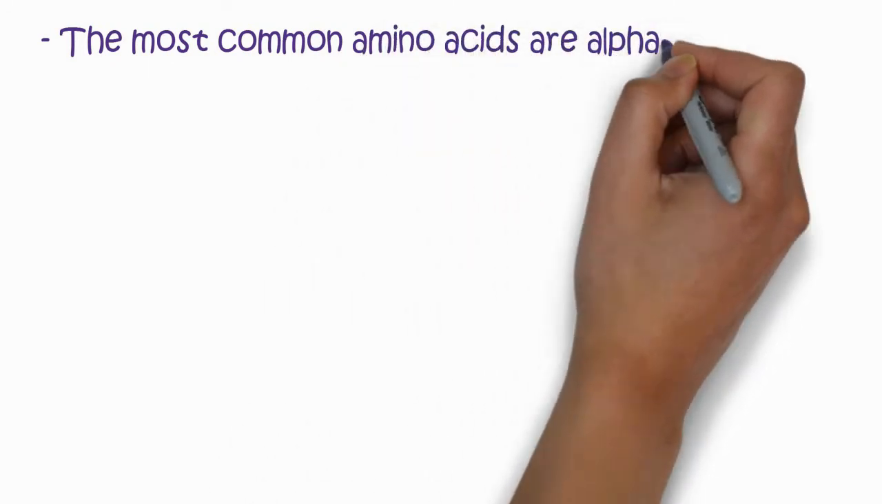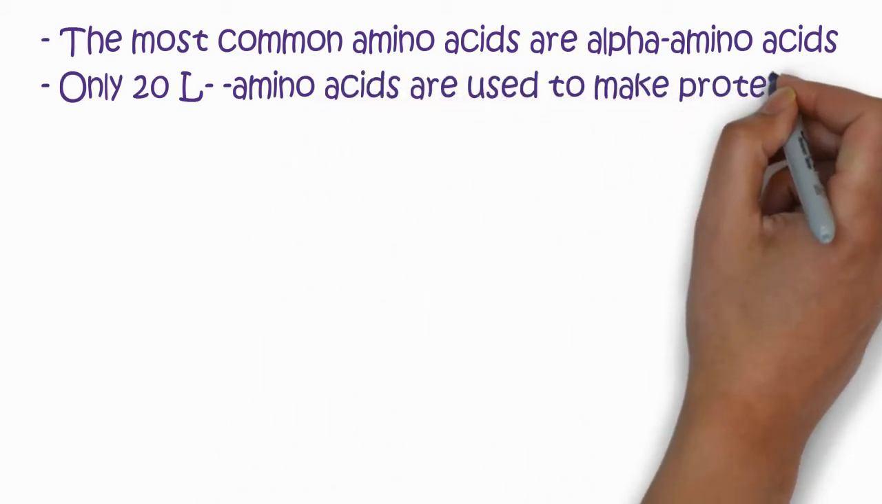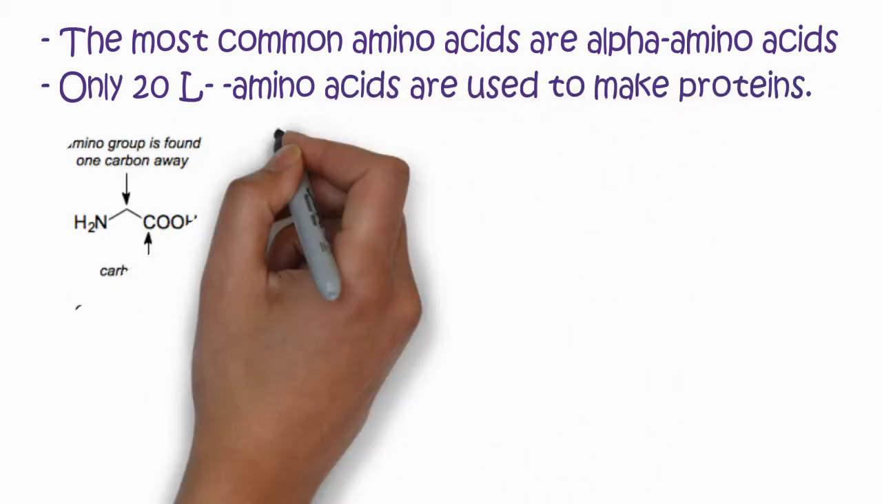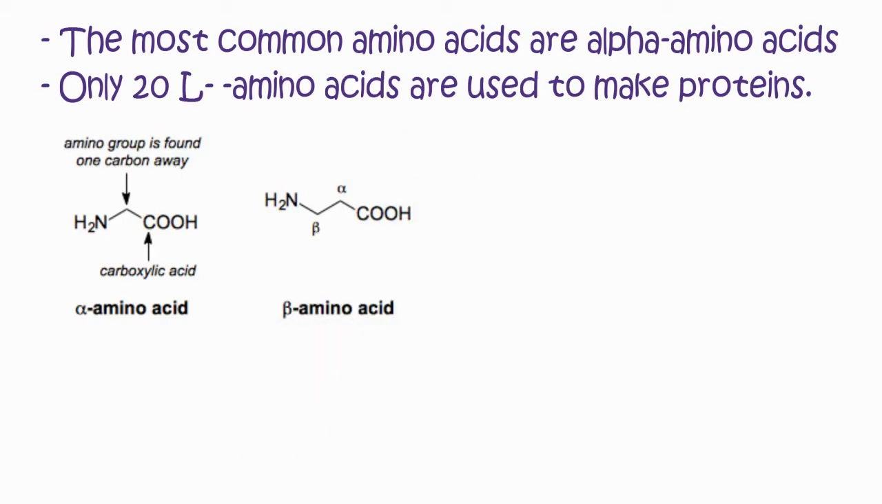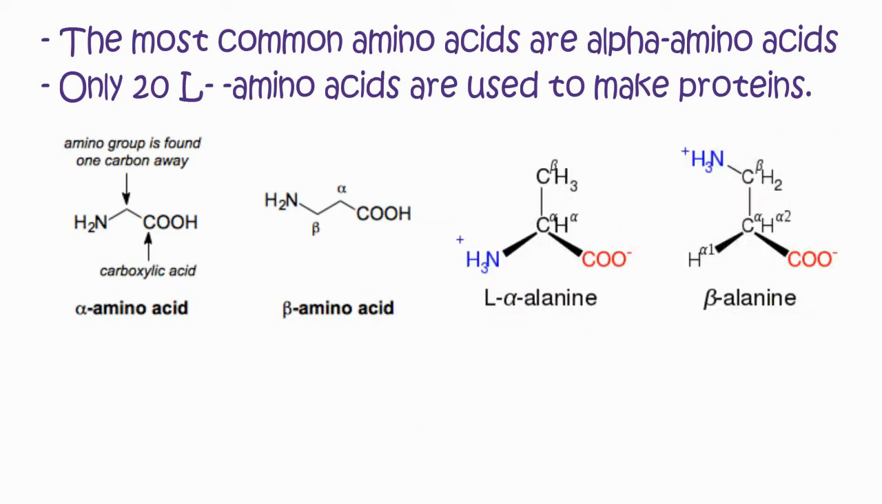The most common amino acids in nature are alpha-amino acids. Only 20 L-amino acids are used to make proteins. In nature, only L-amino acids are present. You can see here, alpha-amino acid is the type of amino acid in which the amino group is found one carbon away from the carboxylic acid, while beta-amino acids are those in which the amino group is attached to the beta carbon of the chain. Here are examples of alpha-alanine and beta-alanine.